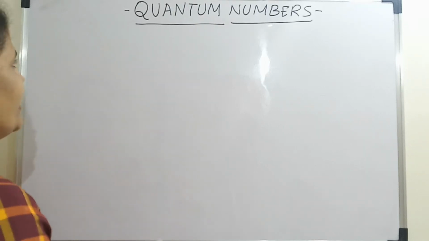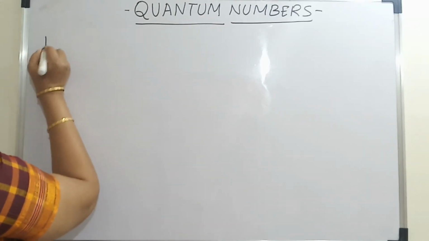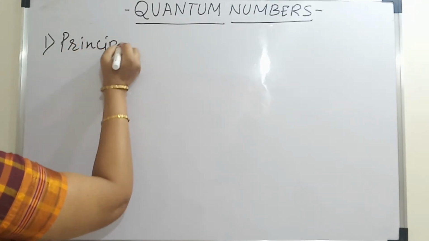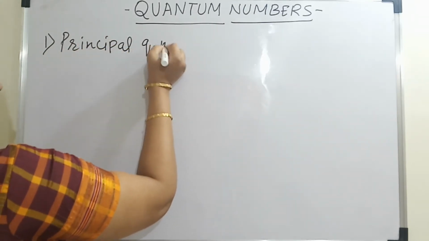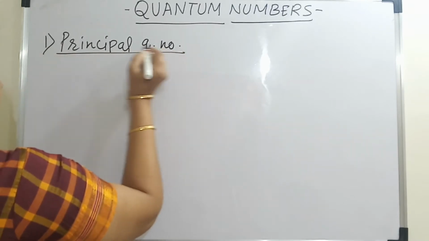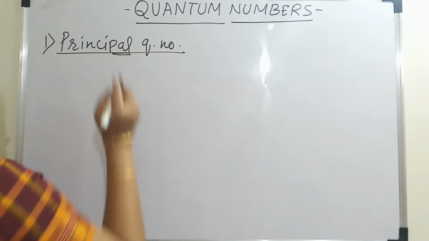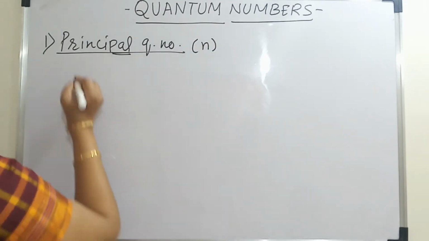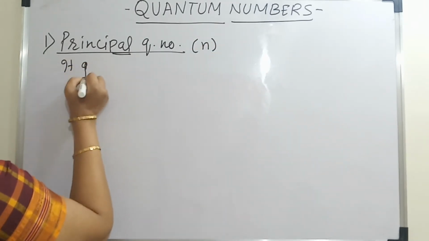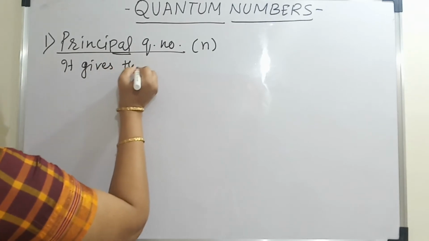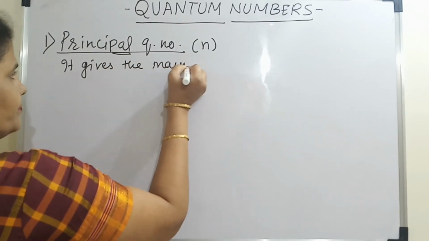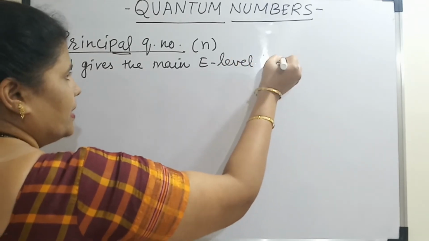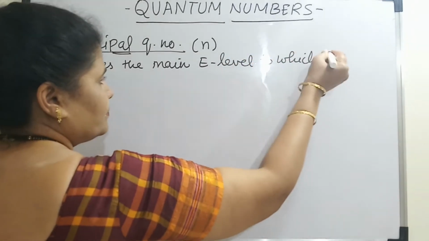In this video, we are going to see the first quantum number, and that is the principal quantum number. This principal quantum number is represented by small n. It gives the main energy level to which the electron belongs.